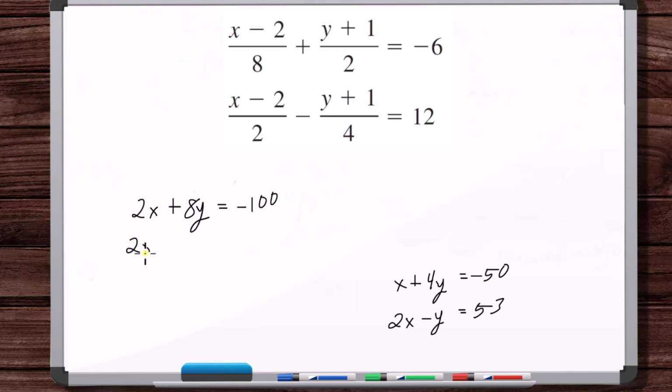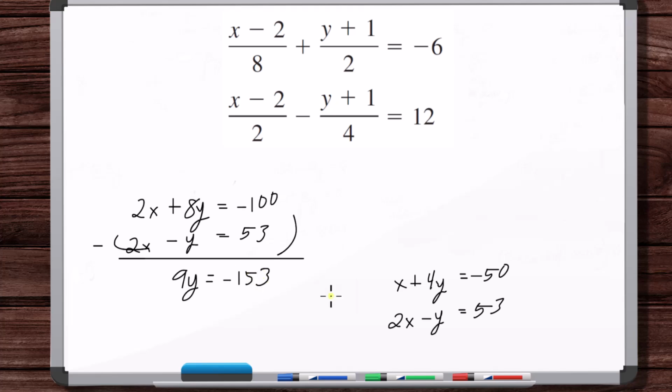All right. Now, so subtracting these two, 8y plus y is 9y, minus 100 minus 53 is minus 153. And let's see, what is 153 divided by 9? 17. So y is minus 17.